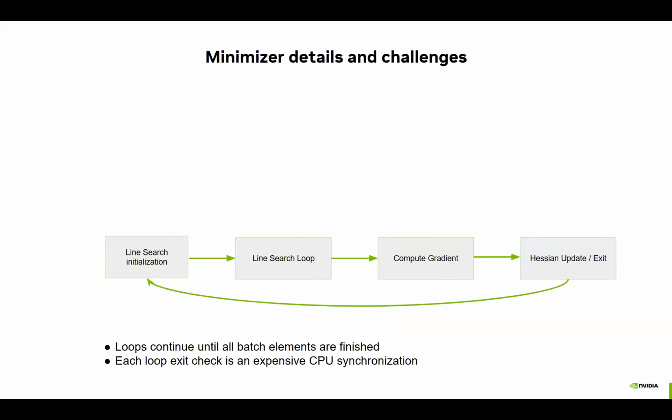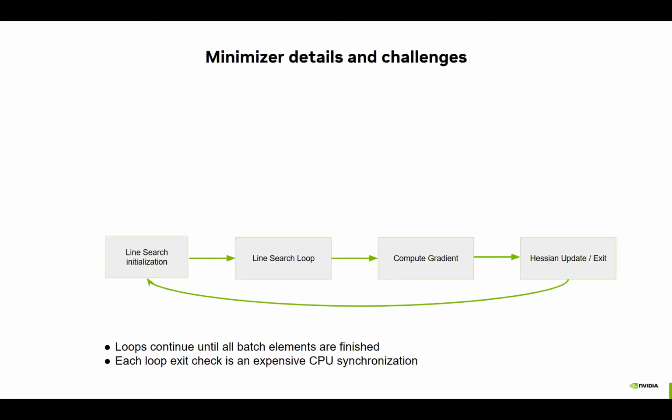The minimizer itself, in a very simplified look, is you do a line search in the direction that you want to minimize, find out how far to move it. You move, you compute your new gradient at that point, and then you update the Hessian that's part of the BFGS, and then you exit if you've reached a minimizing criteria.